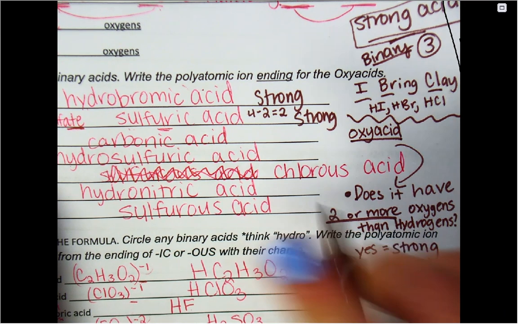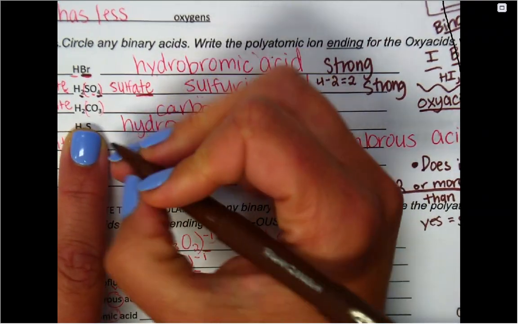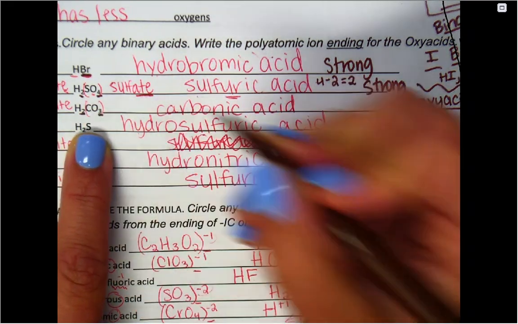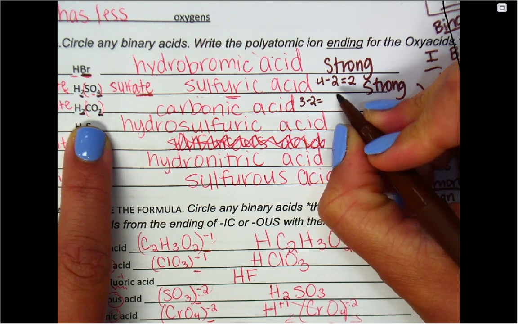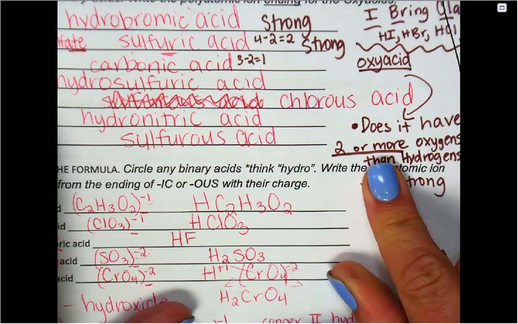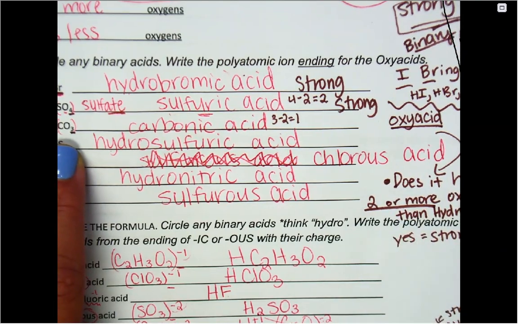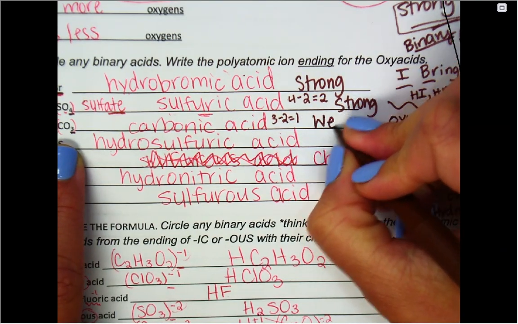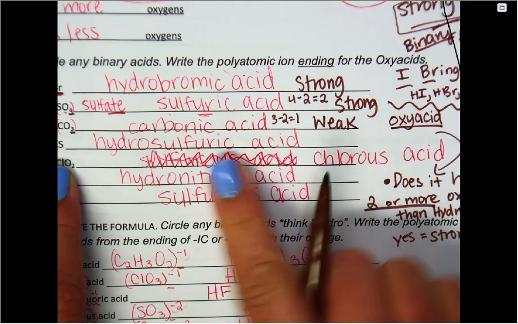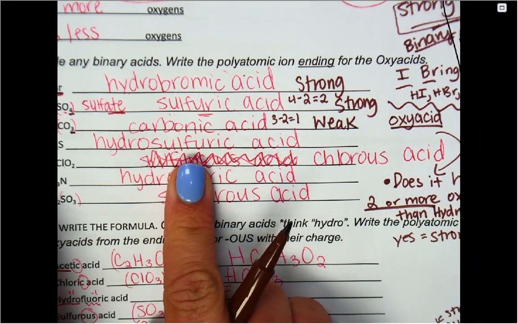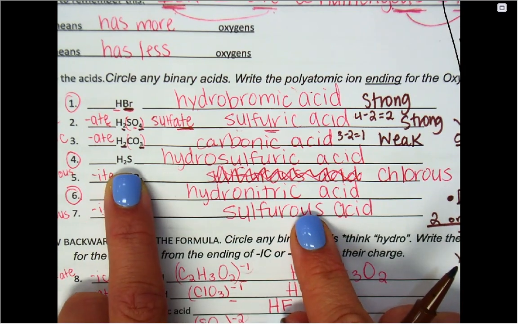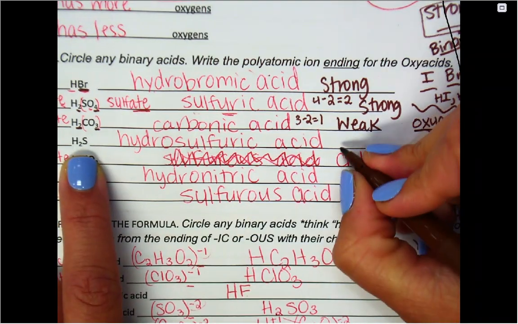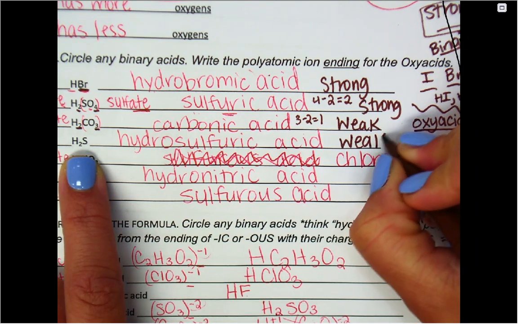All right, next one we have carbonic acid. For carbonic acid, we have 3 and we have a 2. So we have 3 minus 2, which equals 1. Is that 2 or more? No, so it's weak. All right, next one, hydrosulfuric. That means it's binary. So binary is if it has iodine, bromine, or chlorine. Is this one iodine, bromine, or chlorine? No, so that means it's weak.